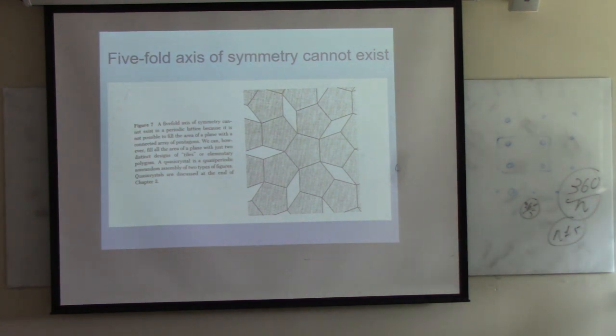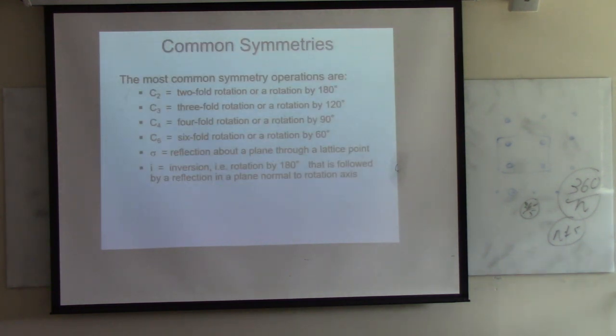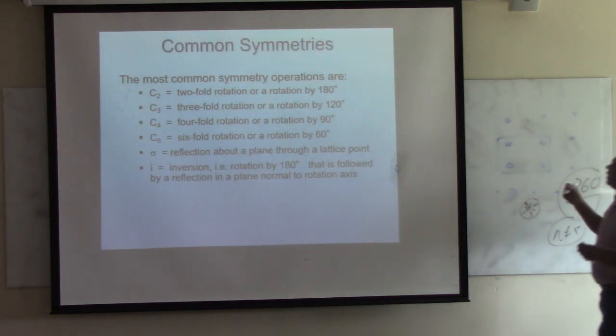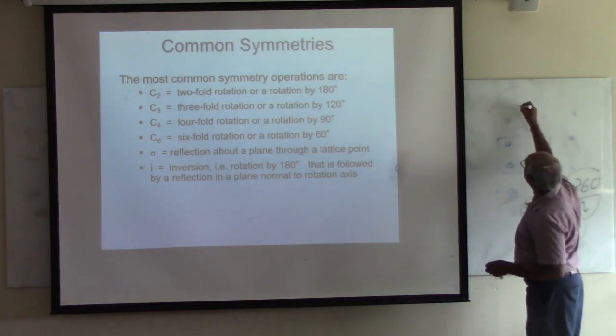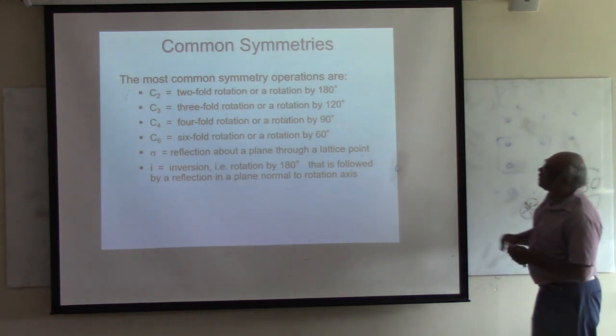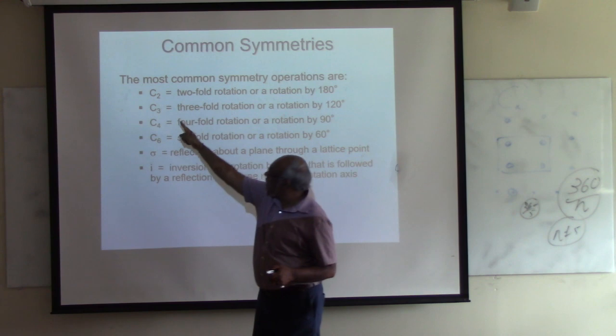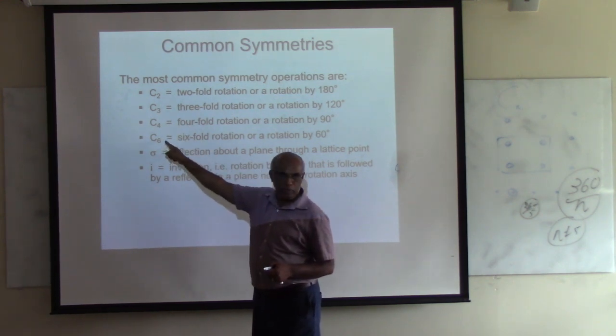So if somebody says there's 5-fold symmetry, he's saying something not correct, right? So here, this is what I was talking about. The symmetry we typically define by the Cn notation. n equals 2, n equals 3, n equals 4. You can see no n equals 5, right?